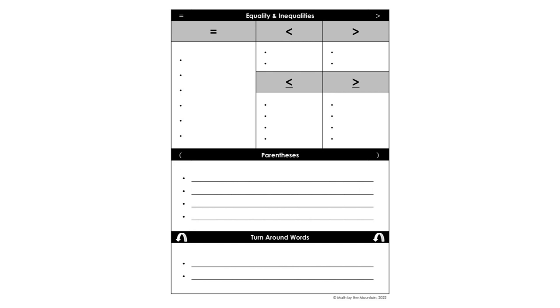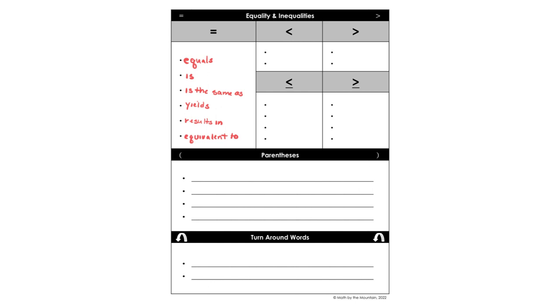Okay, the keywords for equality and inequalities. For the equal sign, the words are equals, is, the same as, yields, results in, and equivalent to.